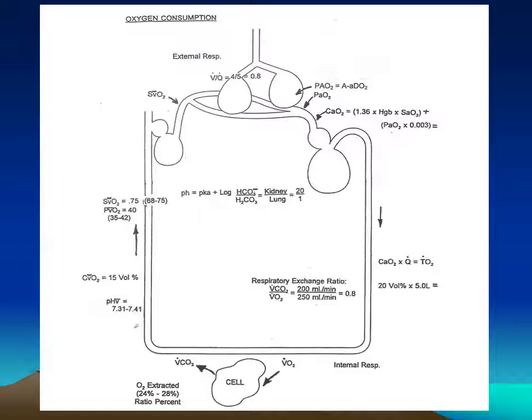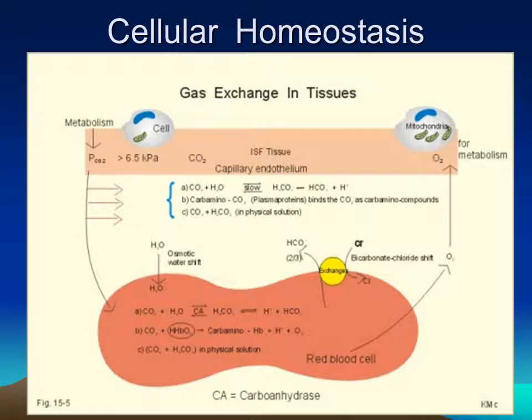Once sufficient fluid has been administered to reestablish the extracellular fluid, then this is a schematic of oxygen delivery to the cell and the removal of CO2 from the cell. And finally, this cell depicts the gas exchange at the tissue level, the unloading of oxygen, the removal of carbon dioxide from the cell to preserve cellular homeostasis.